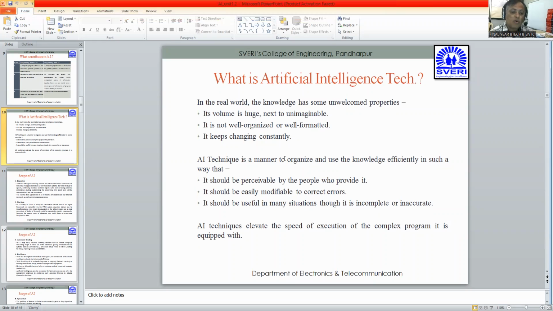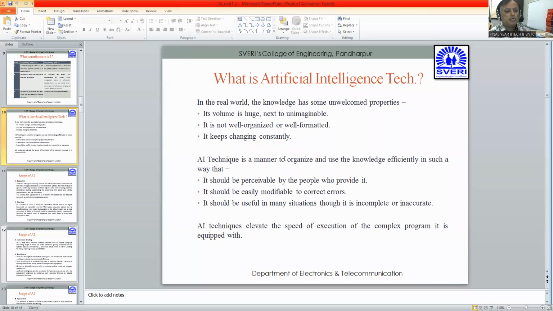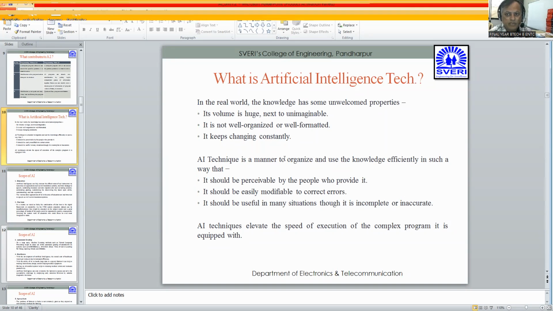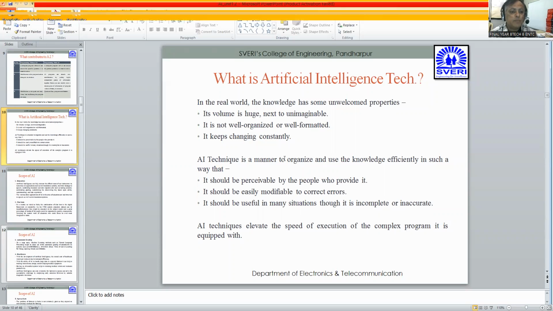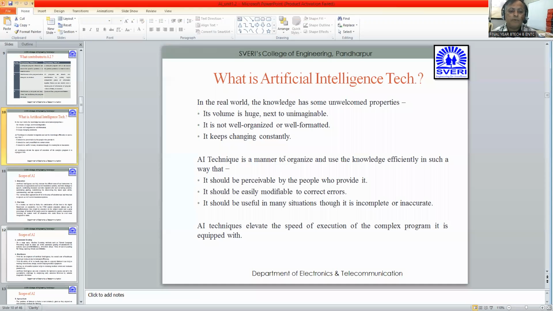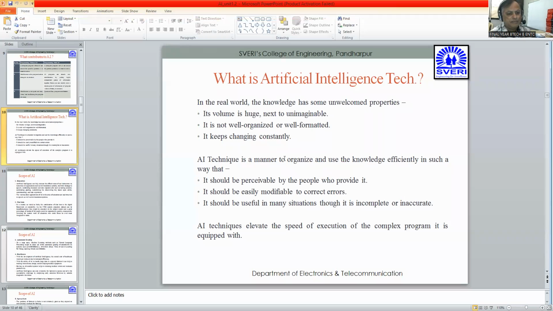So when you say what is organized, how does it do it? It should be modifiable to correct the errors. It can be used in many situations, even if it is incomplete or inaccurate. So that is the AI technique. We have first seen why an AI technique is needed, then we have seen what an AI technique can do. So this point is that the AI technique can help you to modify to correct the errors and can be useful in many situations, even if it is incomplete or inaccurate.